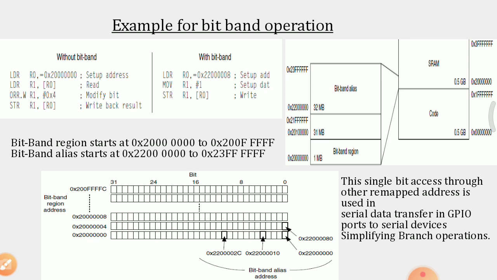So what is the actual advantage of this bitband operation is, we can say that it is used for serial data transfer in GPIO ports to serial devices, as well as by using this bitband operation we can simplify branch decisions or branch operations. So instead of jumping from one location to another location and updating a number of flags in the CPSR, we can have those values in this bitband operation.